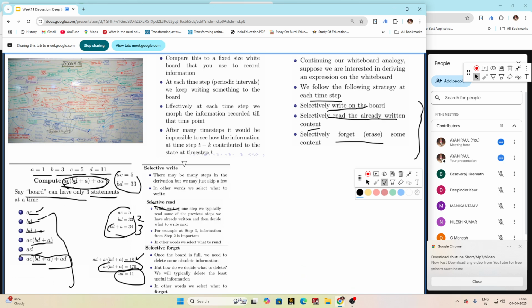So these are the three strategies that we follow on the whiteboard. One is selectively write, second is selectively read, and last is selectively forget. These are the three things that we use on the whiteboard.